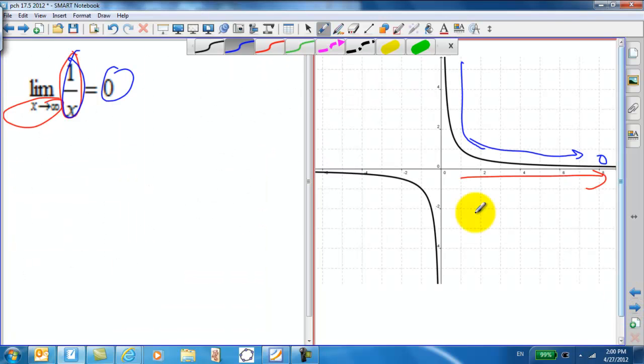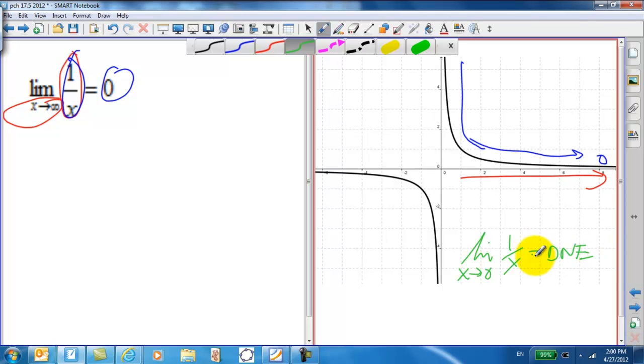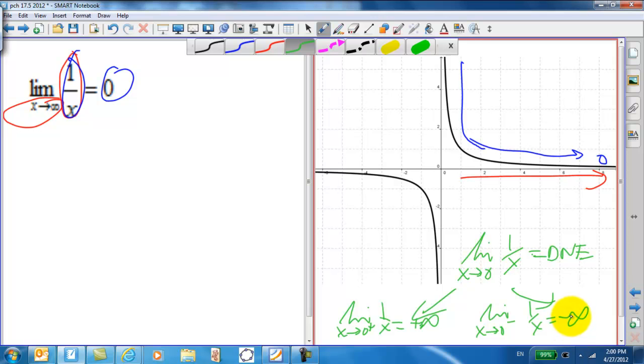Now, notice the directional limits on this, just to review. The limit as x goes to 0 of 1 over x does not exist. Why? Because the limit as x goes to 0 from the right of 1 over x is positive infinity, and the limit as x goes to 0 from the left of 1 over x is negative infinity. The directional limits don't agree, so the limit does not exist at x equals 0.